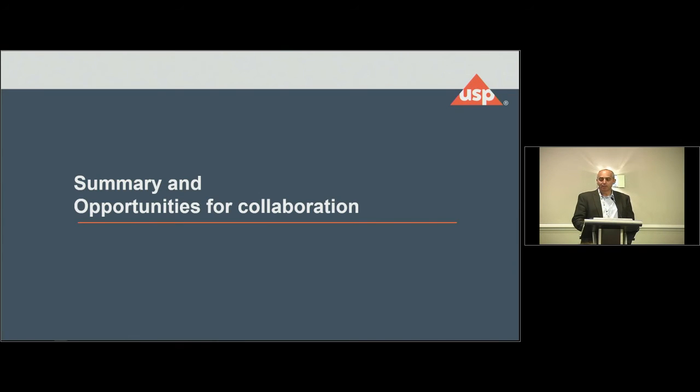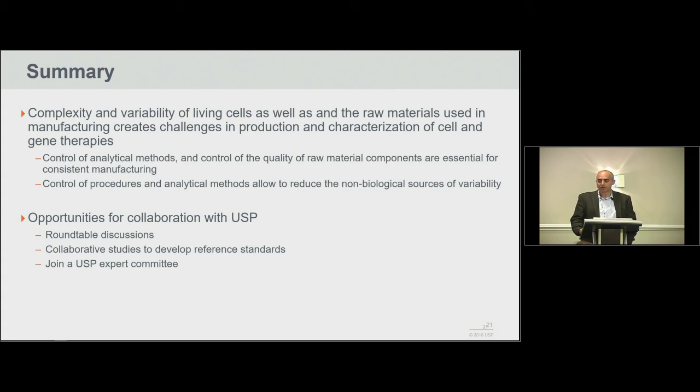So I'm going to talk a little bit about how you can engage with USP and the opportunities for collaboration. And maybe before that, just a quick summary that speaks to, in this field, the complexity and variability of living cells, as well as the raw material used in the manufacturing, can create some challenges in characterization and production of the cell and gene therapies. The control of analytical methods, but also the quality of raw materials, is essential to produce a consistent manufacturing. The control of procedures and analytical methods allows us to reduce the non-biological sources of variability.